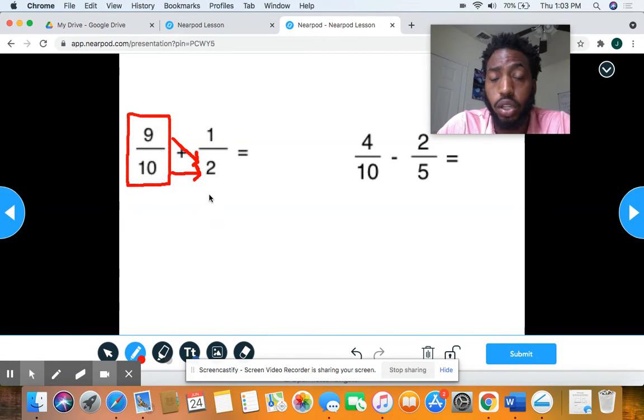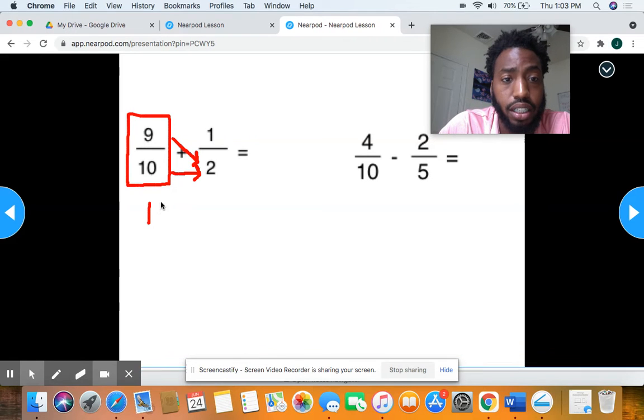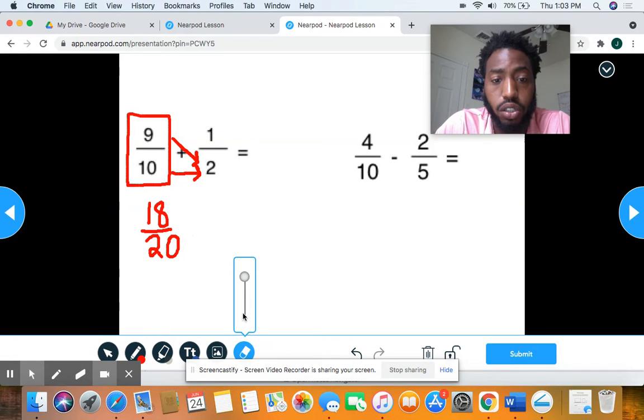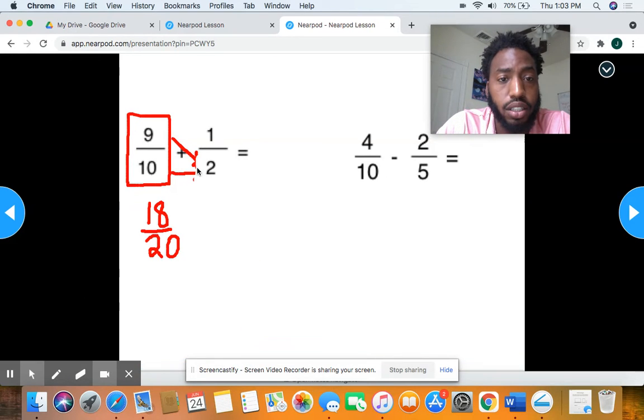So I'll go ahead and show this underneath of my problem. 9 times 2 is 18. 10 times 2 is 20. And just like that, we are finished with our first fraction. Now I'm going to erase these arrows just for our diagram's sake.